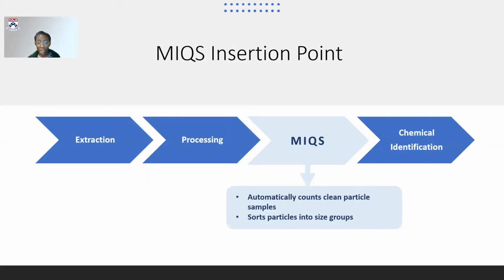And what we're planning to do is replace the enumeration phase with a device that can automatically count the particle samples that have already been cleaned through the processing step beforehand. And it will sort the particles that are found here into size groups, which would make it easier for researchers to do chemical identification, as they will already have particles sorted by whether or not they're microplastics and also by size.